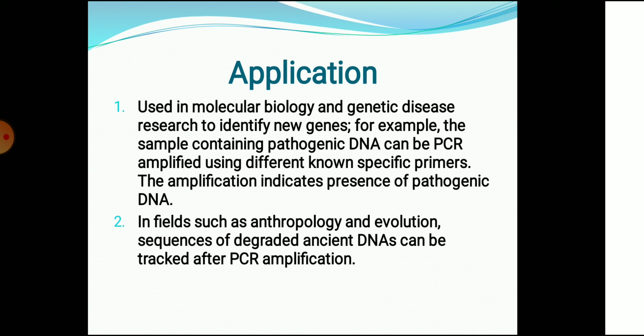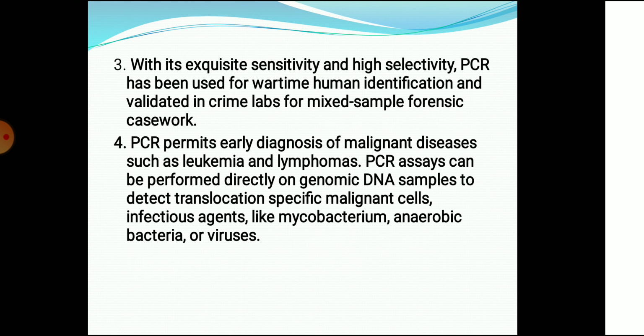Applications of PCR. It is used in molecular biology and genetic disease research to identify new genes. Then in the field of anthropology and evolution, sequences of degraded ancient DNA can be tracked after PCR amplification. With its extensivity, sensitivity and high selectivity, PCR has been used for human identification and validated in crime labs for mixed sample forensic casework.